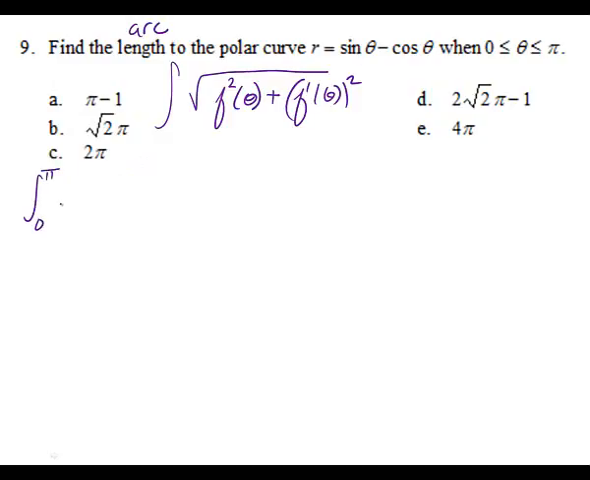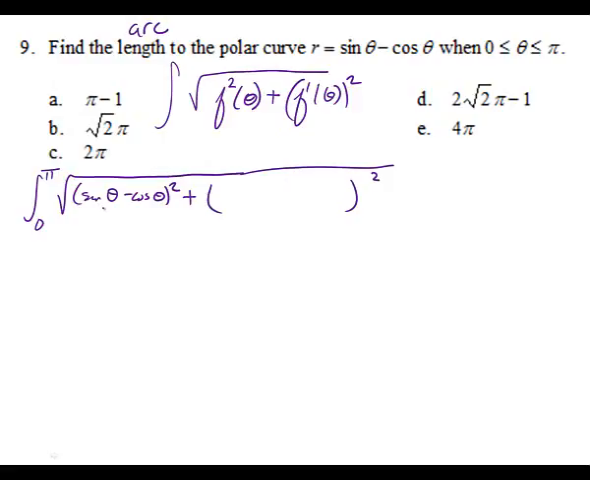0 to pi. Okay. All right, so my function squared would be sine theta minus cosine theta, squared. Plus, I got to take the derivative and square it. So when I take the derivative and square it, what's the derivative of sine? It's cosine, not negative cosine. What's the derivative of cosine? Which is going to make it positive sine in this case.